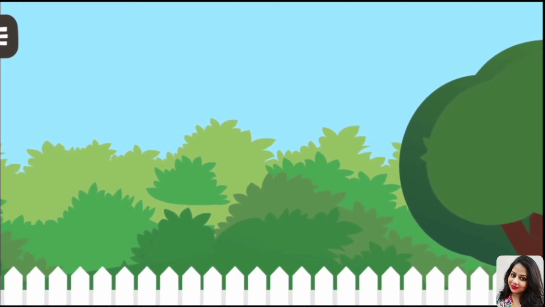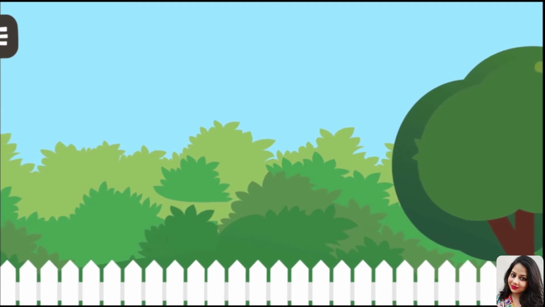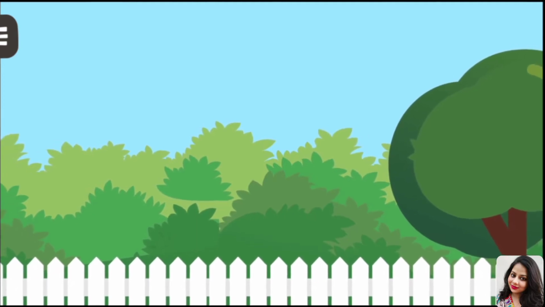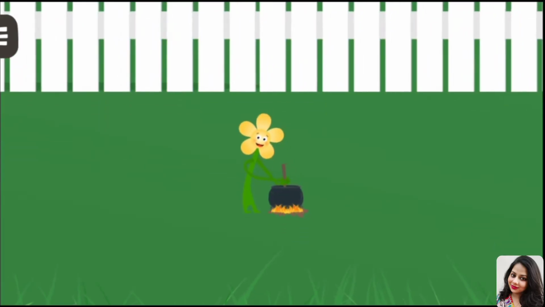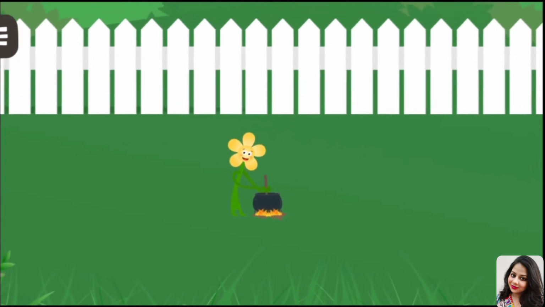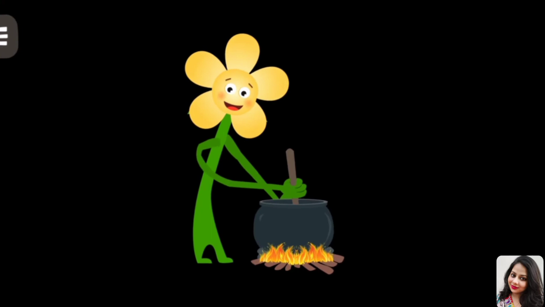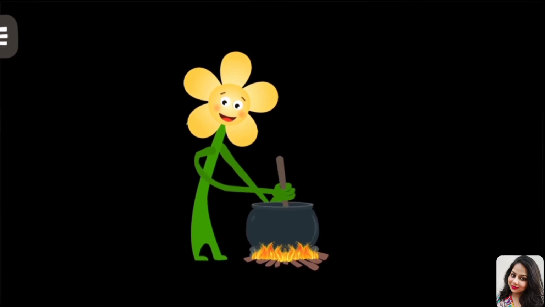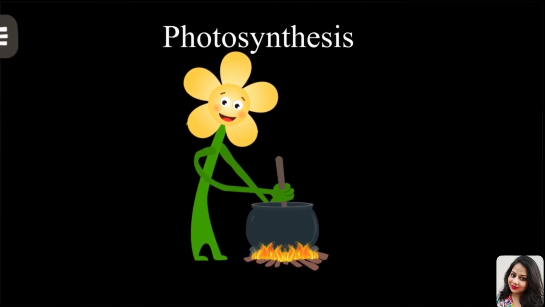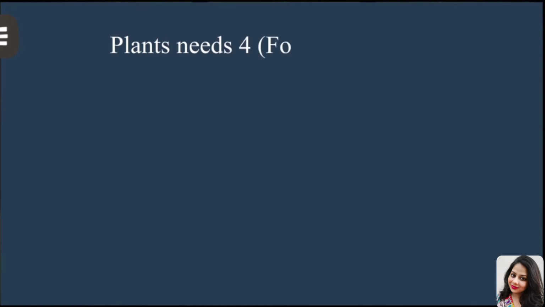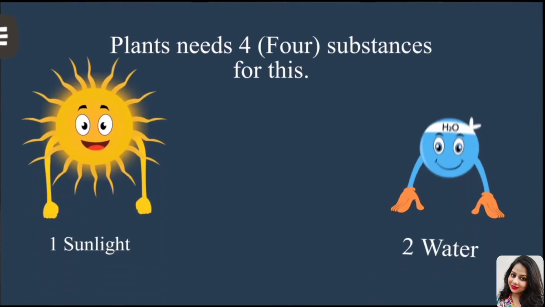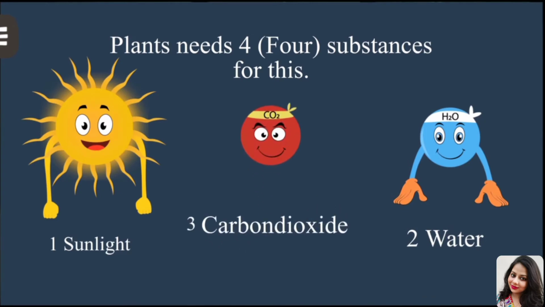Children, have you ever prepared your own food? Children, do you know that even the smallest plant prepares its own food? The method of synthesis of food by plants is called photosynthesis. Plant needs 4 substances for this: sunlight, water, carbon dioxide and chlorophyll.